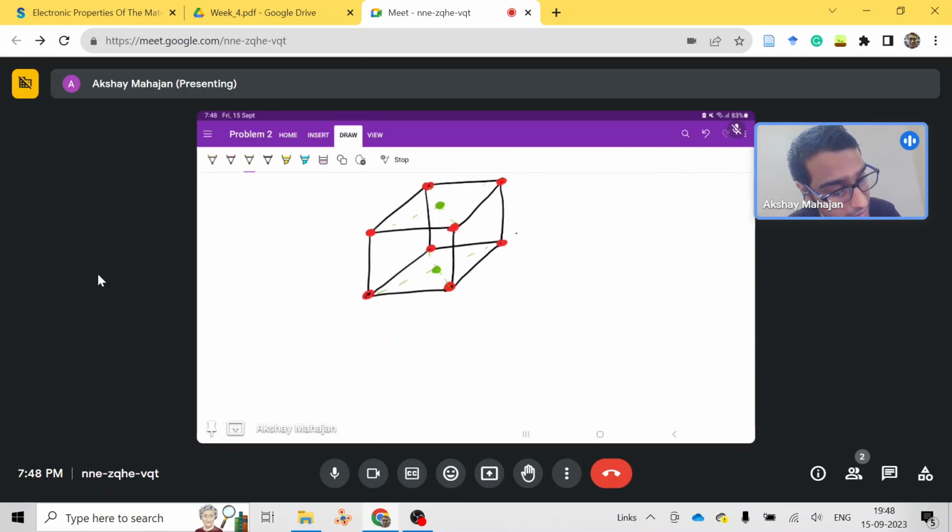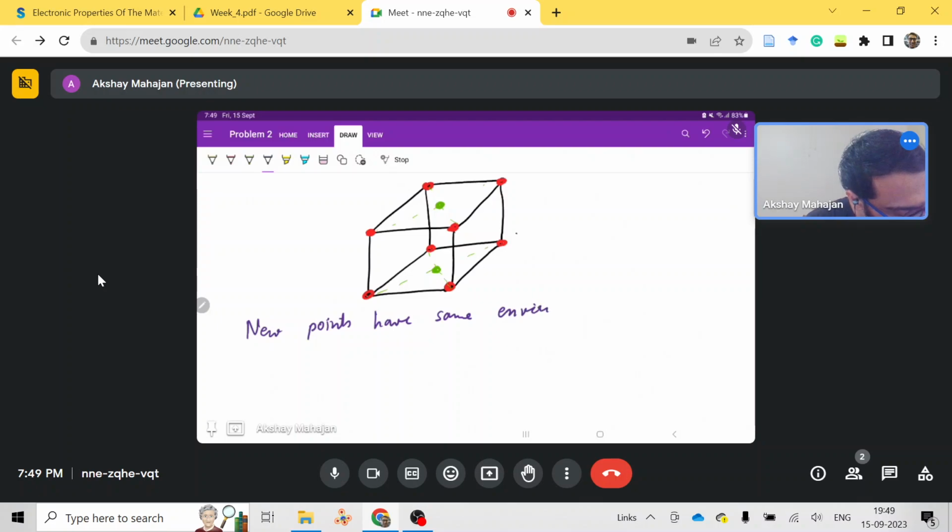So what we can see here, let me just write it first. New points have the same environment as the corner points.